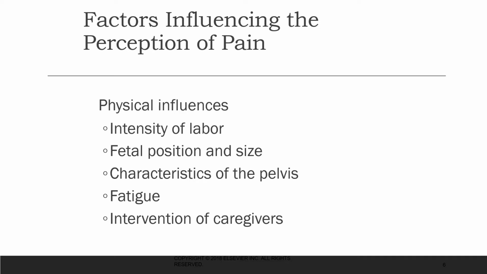So we know that different people perceive pain different ways. Of course, factors that influence the perception of pain might be physical influence, how intense or how strong the contractions are, how quickly things are moving, the fetal position and size. Contrary to belief, a smaller baby is not necessarily easier to give birth to. It all depends on the powers. Remember those 5 P's, the powers, the passageway, all those things come into play, not just the size of the fetus, although that can be an element, of course.